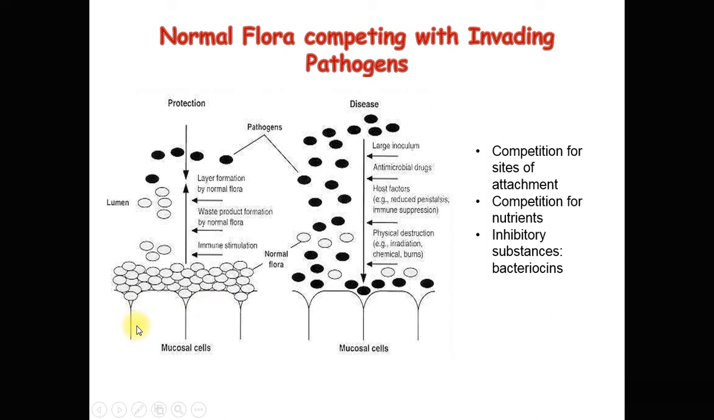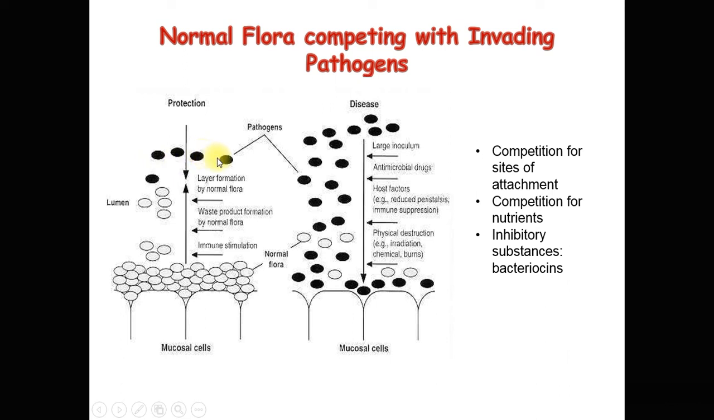In the normal state, there are mucosal cells which are the usual site for the entry of pathogens. We can see the mucosal cells are occupied by a number of NMF organisms, which are shown in light color. So mucosal cells are the site for attachment of microorganisms, but this site of attachment is occupied by the normal microflora cells. And these are the dark colored cells.